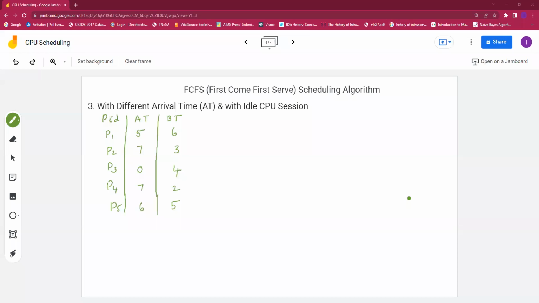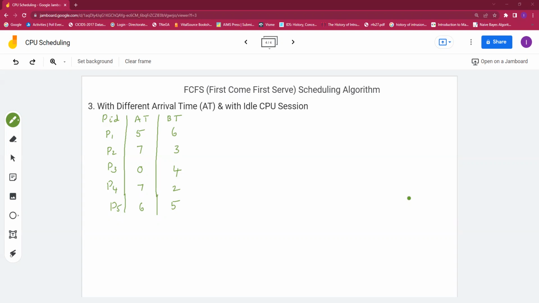Hi, in this video, we are going to see about the FCFS scheduling algorithm with different arrival time and with idle CPU session. In the previous videos, we saw how the FCFS scheduling algorithm works with different arrival time as well as with zero arrival time. If you want to know about those things, you can go and refer to the previous video.